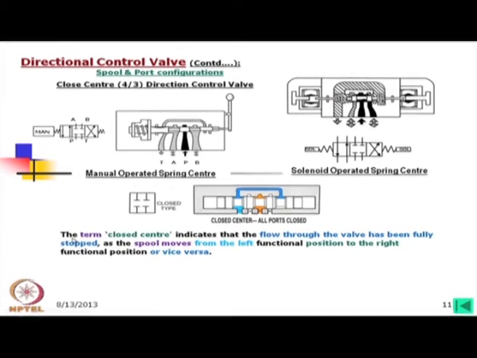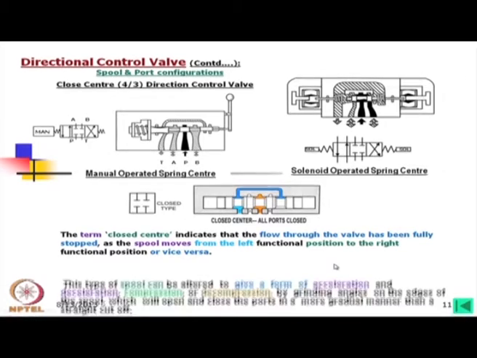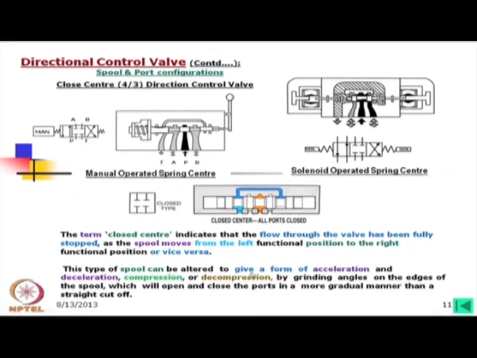Here I have written the definition. The term closed center indicates that the flow through the valve has been fully stopped as the spool moves from the left functional position to the right functional position or vice versa. This means when it passes through the intermediate positions, all the flow will be disconnected. This type of spool can be altered to give a form of acceleration and deceleration and compression or decompression by grinding angles of the edge of the spool.